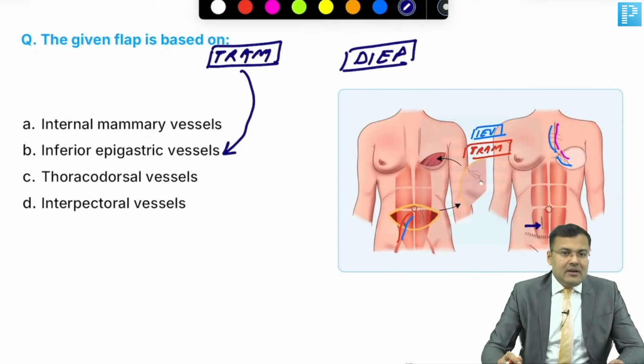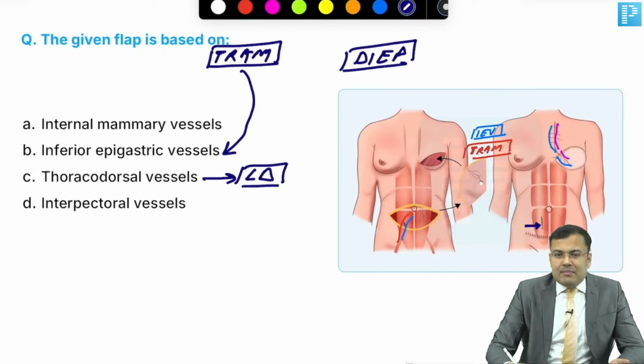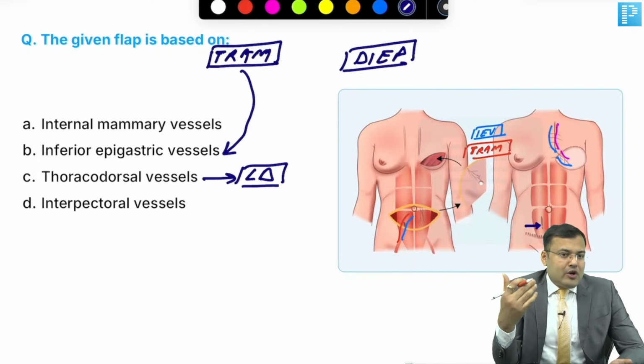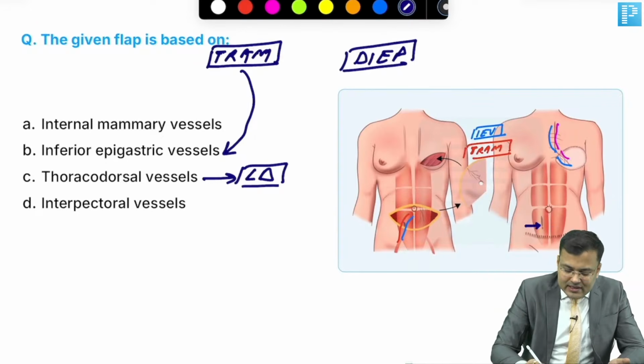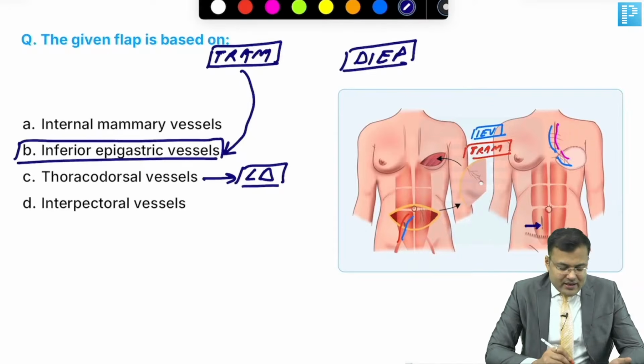Another question, tell me, these thoracodorsal vessels, which flap is based on thoracodorsal vessels? Yes, which flap is based on these vessels? You know, it is LD flap. And there is PMMC flap, pectoralis major myocutaneous flap, which is based on interpectoral branches of thoracoacromial vessels. So here, guys, what's the correct answer? Correct answer is inferior epigastric vessels. Correct answer is option B.